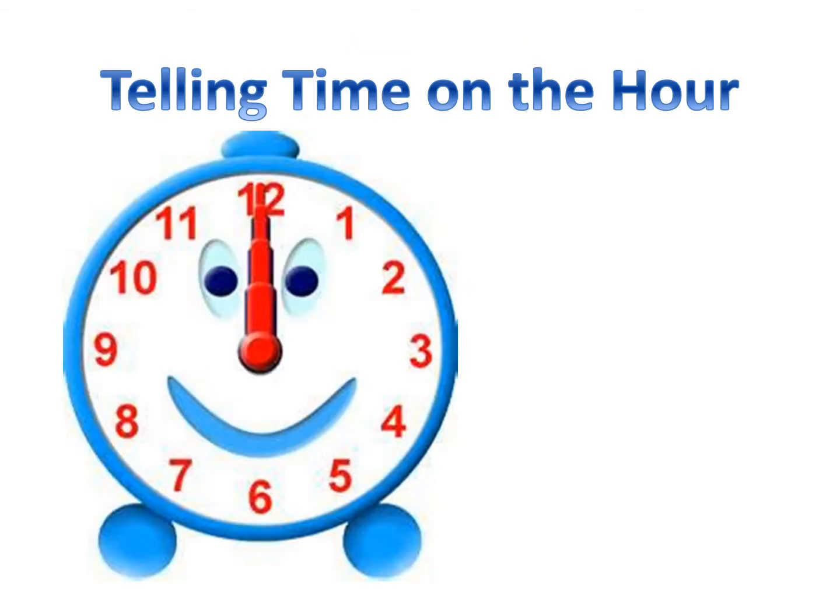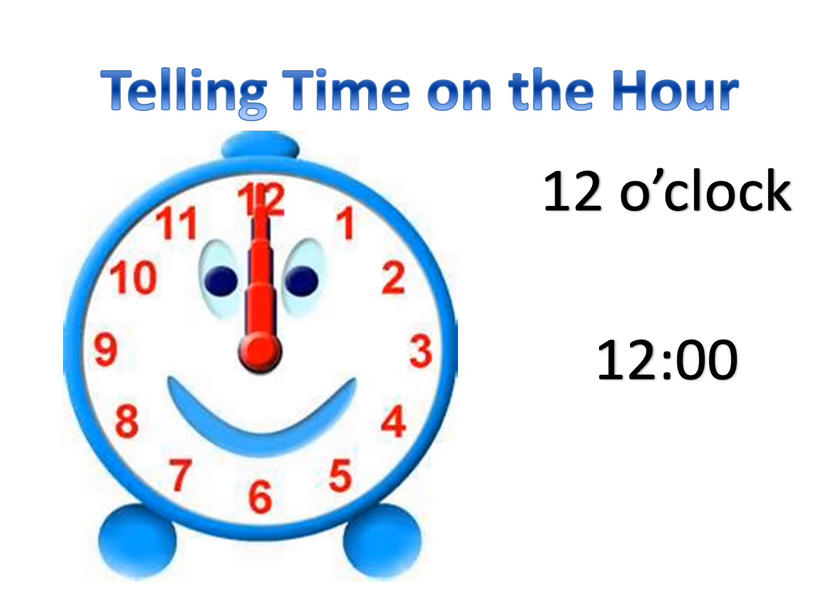This time, both hands are pointing straight up to the 12. So let's start with the hour hand. That's the short one. It's pointing to the 12. So that's the hour. And then the minute hand, the long one, is pointing straight up to the 12. So do you remember what we say? O'clock. That's right. So the time is 12 o'clock. And those are the two different ways you can write 12 o'clock.